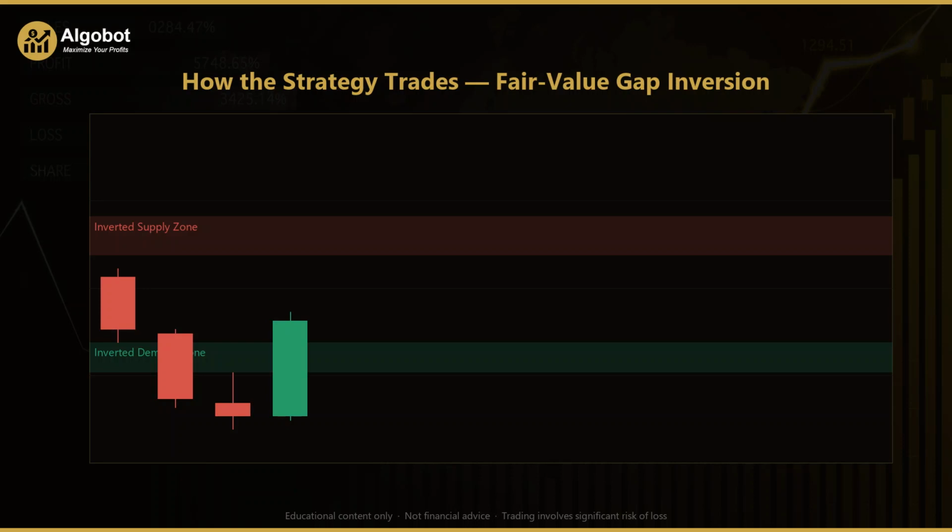Let's walk through this illustration to see both a long and a short trade in action. On the left, price drops sharply, and that fast move down leaves a bearish fair value gap, a small untraded void between candles. Watch what happens next. Instead of holding, price closes back above the top of that gap, which invalidates it and flips it into an inverted demand zone, shaded green here. The strategy is now waiting for a retest.